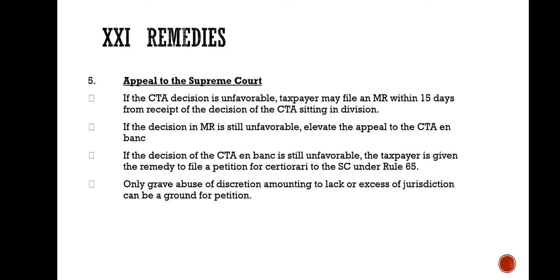If the decision of the Court of Tax Appeals en banc is still unfavorable, sobrang malas ka, the taxpayer is given the remedy to file a petition for certiorari to the Supreme Court under Rule 65. So, only grave abuse of discretion amounting to lack or excess of jurisdiction can be a ground for petition. Again, para makapag-file ka ng petition for certiorari sa Supreme Court under Rule 65, ang ground mo lang na pwedeng gamitin ay grave abuse of discretion amounting to lack or excess of jurisdiction.